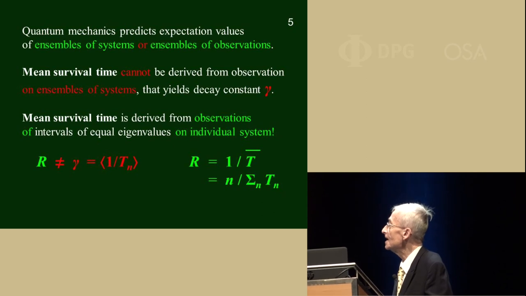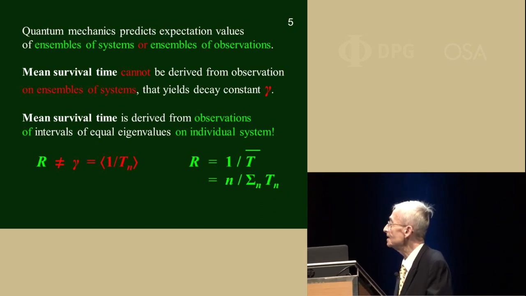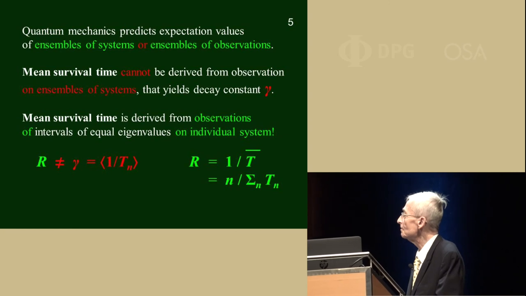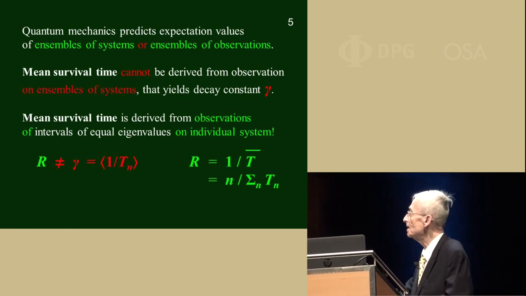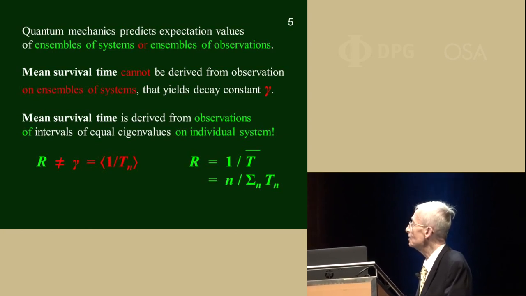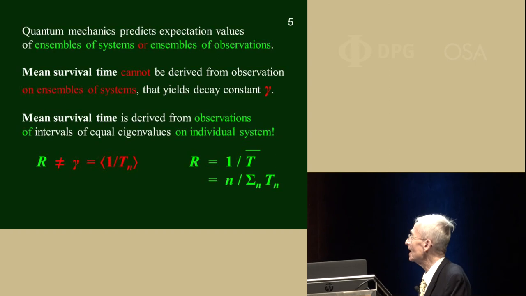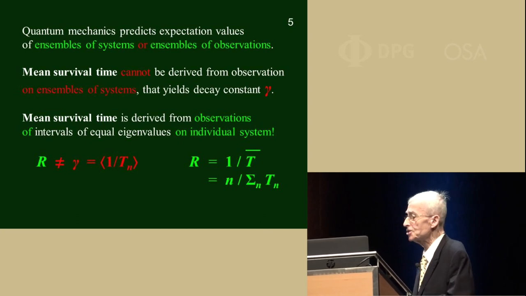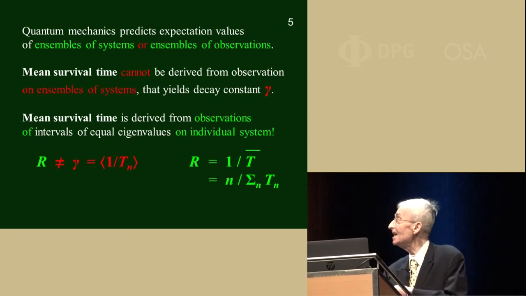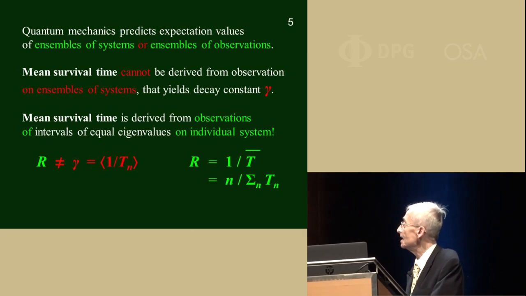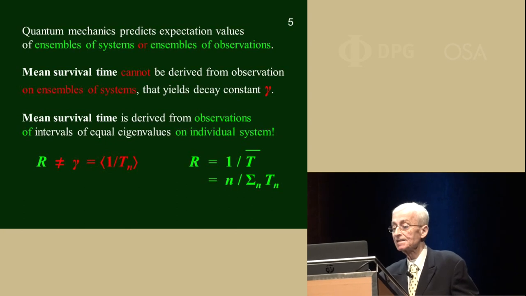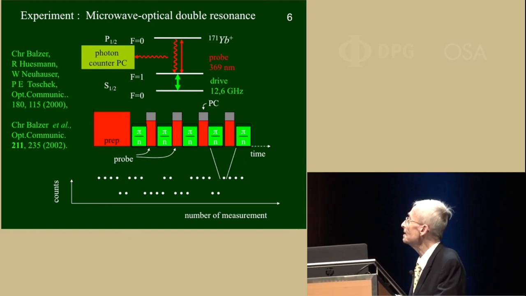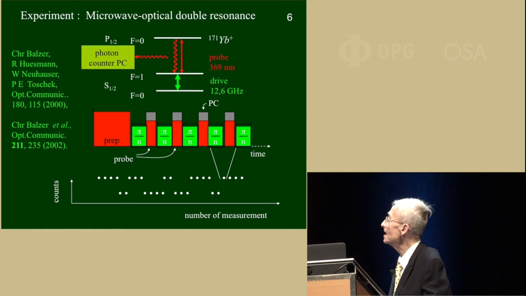The R in the exponential function cannot be the decay constant, because the decay constant is something like the average over the reciprocal value of the survival time in the individual measurement. We have to identify R by this value, by the inverse value of the average survival times of all the individual results. So an experiment has been done in this way with a three-level system, not a V-shaped but a cascade-shaped system, with this kind of result.